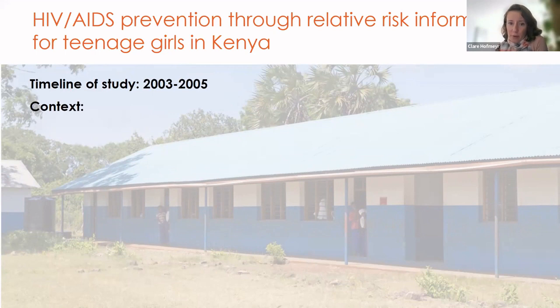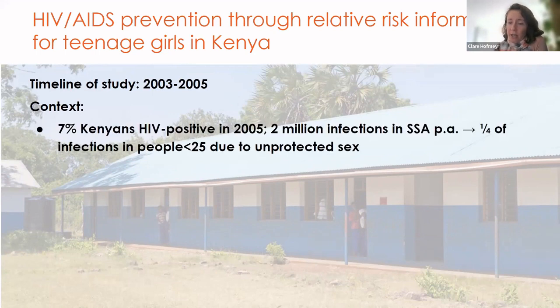In terms of the context of the project, across sub-Saharan Africa at the time, about 2 million new infections were taking place, and a quarter of those were among people under 25. The great majority of those infections among people under 25 were a result of unprotected sex. In 2005, approximately 7% of Kenyans were infected with HIV. And in Kenya, as in most African countries, 25-year-old men are far more likely to have HIV than 16-year-old adolescent boys. And so that means that sexual relationships with older partners, often called sugar daddies, are particularly dangerous for adolescent girls.